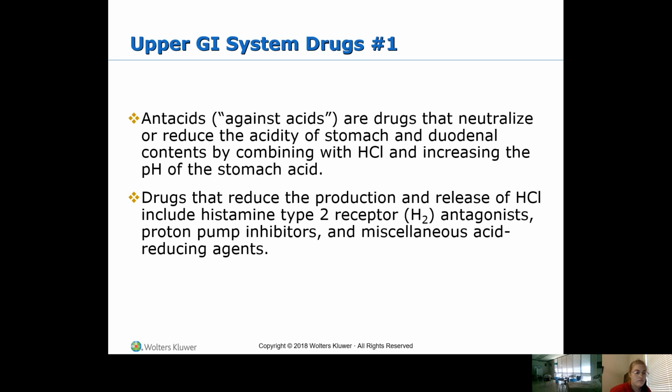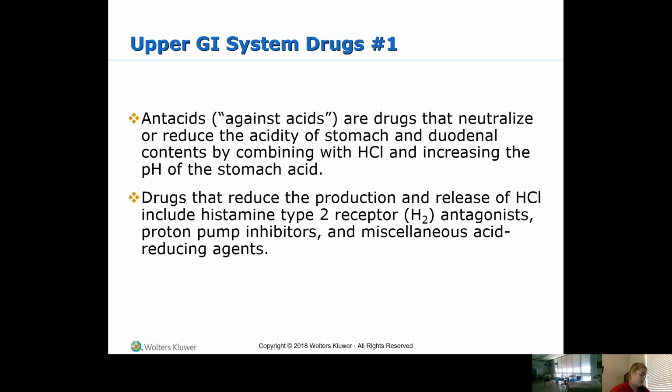All right, so if we were making our umbrella, those are all of our little subclasses. So now I'm just going to talk a little bit more about each subclass and hopefully knock this out pretty quick.